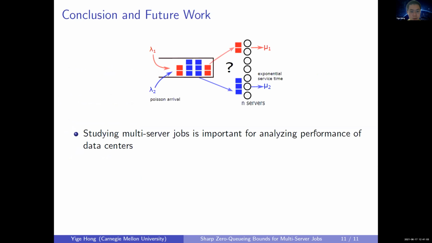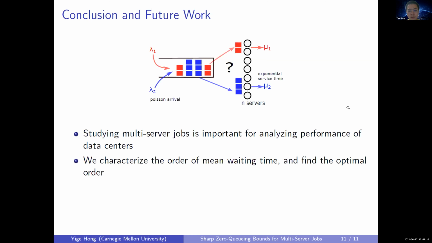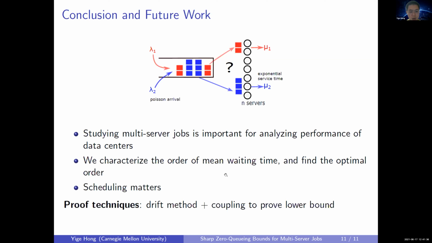So now comes the conclusion. We have studied the multi-server job model, which is important for analyzing the performance of data centers. We have characterized the order of mean waiting time and found the optimal order. Moreover, from the theoretical analysis, it appears that different scheduling policies can have very different performance, which means that scheduling does matter in such a model. We have used some novel proof techniques; in particular, the lower bound proof is interesting, and such lower bound results are rare in the literature.